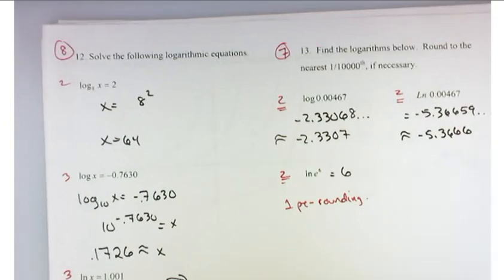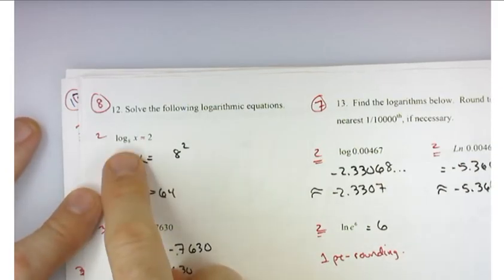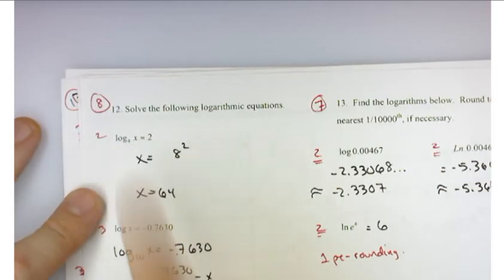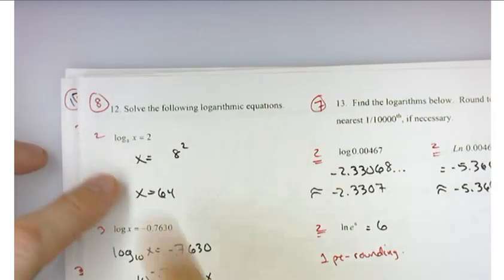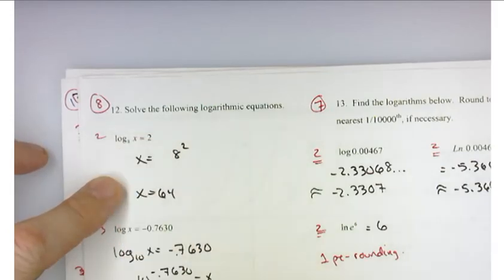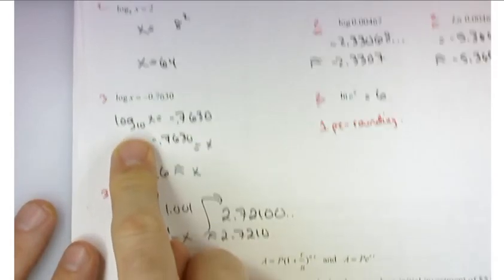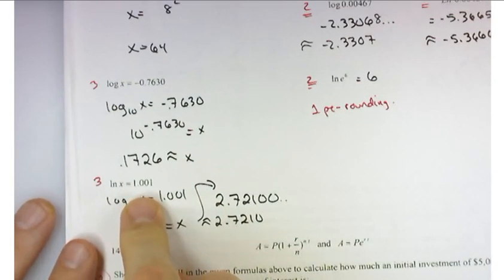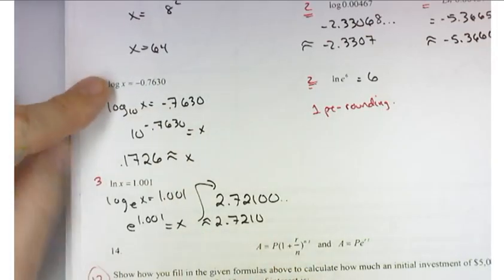Logarithmic equations and exponential equations. On this page we had some logarithmic equations. One way to solve logarithmic equations is to rewrite these. Remember, you write the base to this equals this. So 8 to the 2 power equals x. You do the same thing with this one, and the same thing with this one. The only difference is that with these two logarithmic equations, the base isn't written.